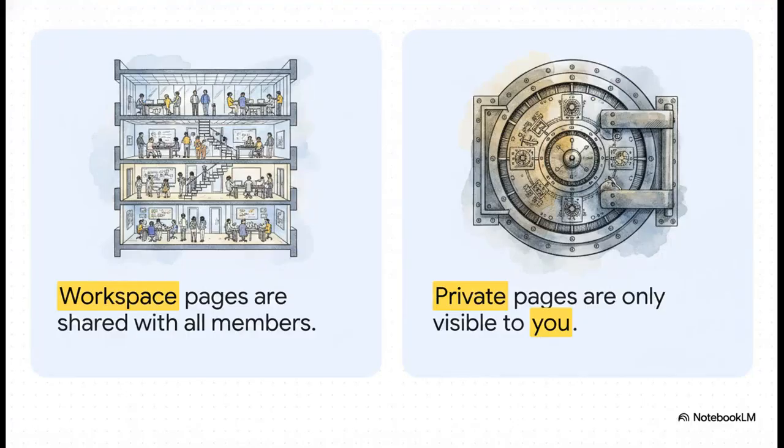Your sidebar on the left side of the screen is your holy grail for organization. If you're working on a team, you'll see it neatly divided into two main sections. First, you've got workspace pages. Anything you put in this section is automatically shared with all members of your workspace. It's perfect for your company wikis, shared roadmaps, and team dashboards.